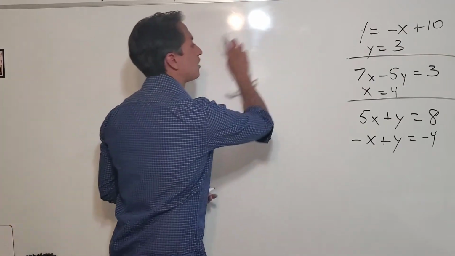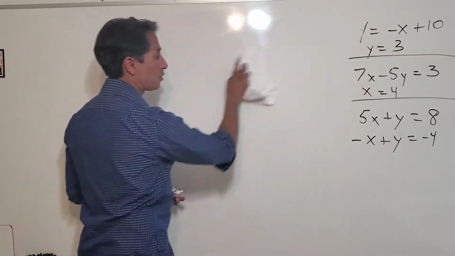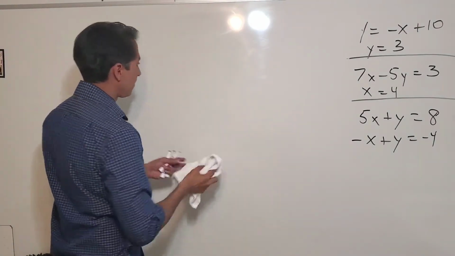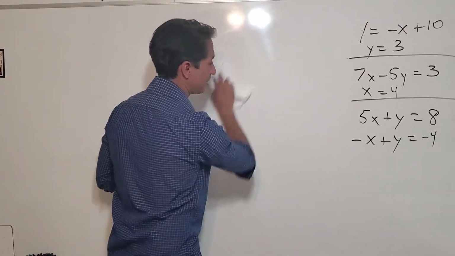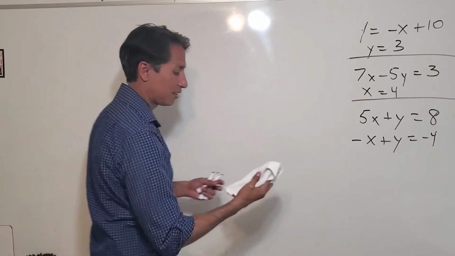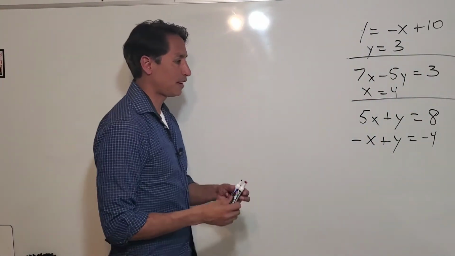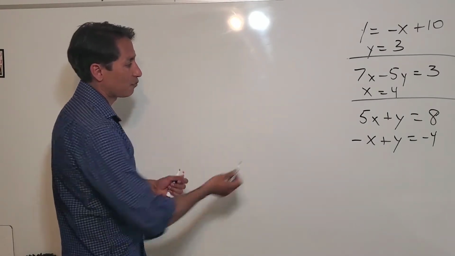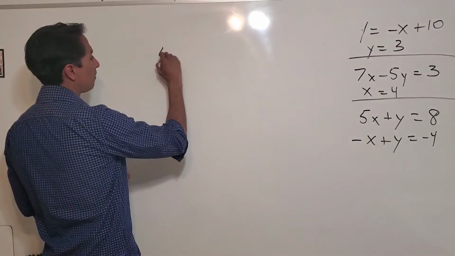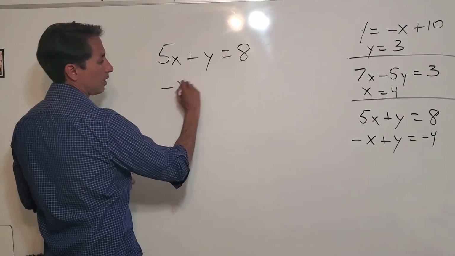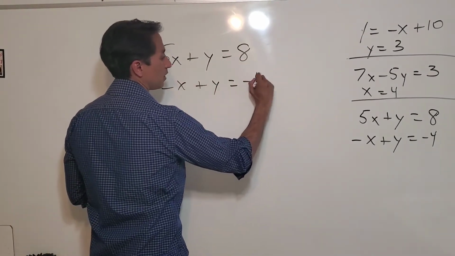So like I said, we were digging through the basement, going through all this stuff, and we have all these things in the house. And you get kind of stir crazy just being inside all day. And so, being me, I was making jokes with my wife and everything. And let me start writing this guy out here. 5x plus y equals 8. Negative x plus y equals negative 4.